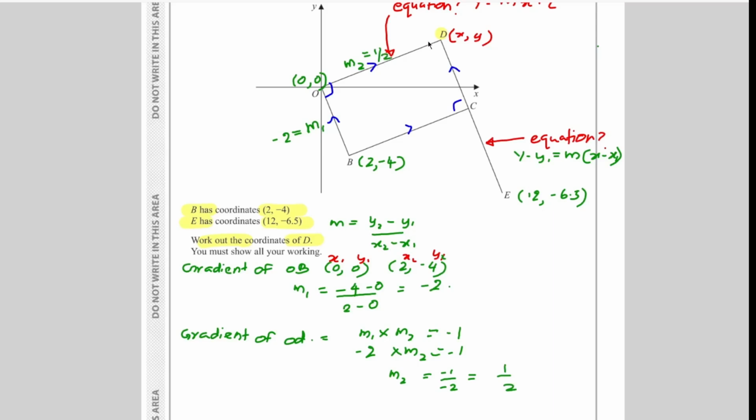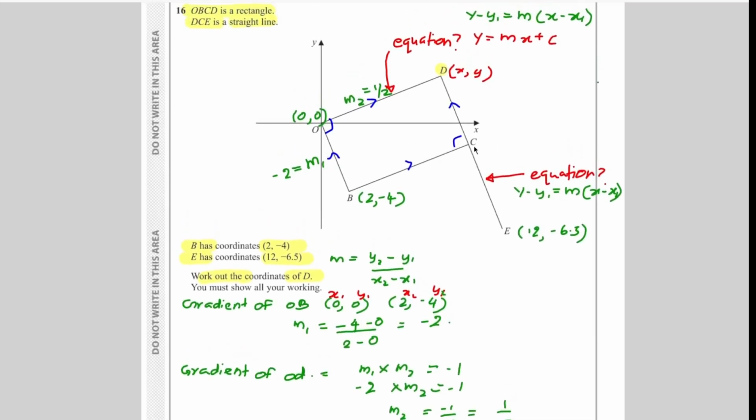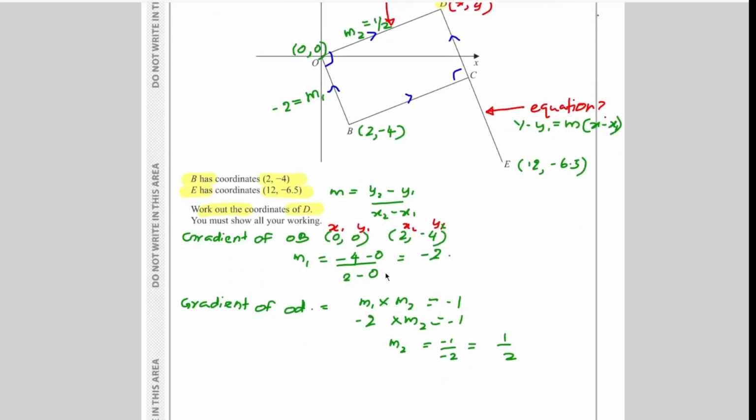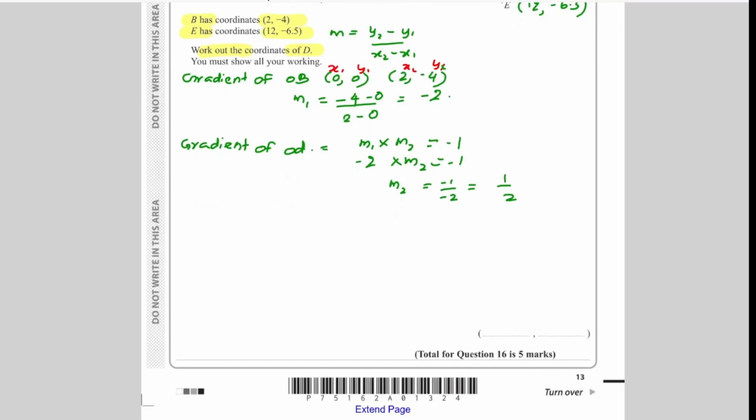Now we have the gradient, we have a coordinate where this line passes through. Then using this equation format, we can form the equation. So let's form the equation of OD. Let's write the equation of OD.